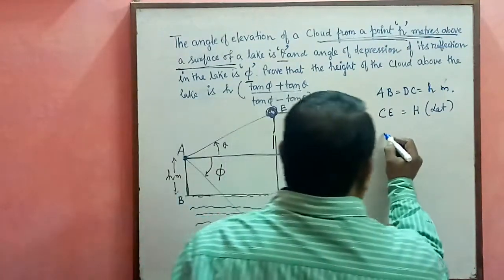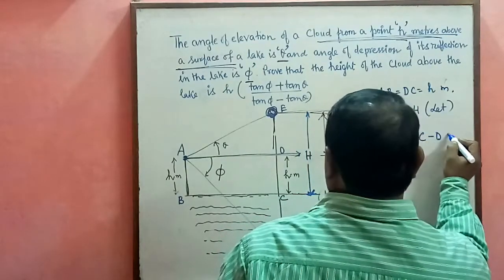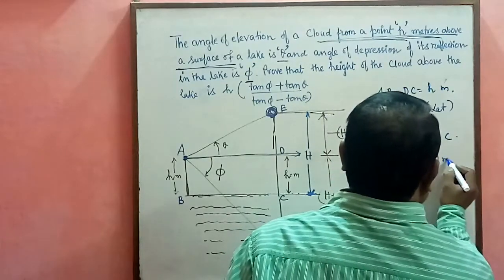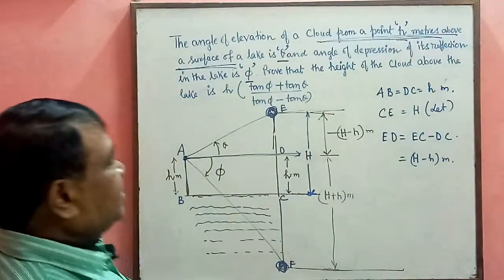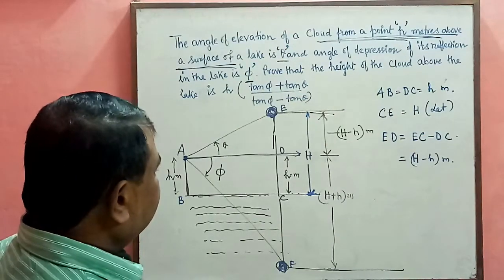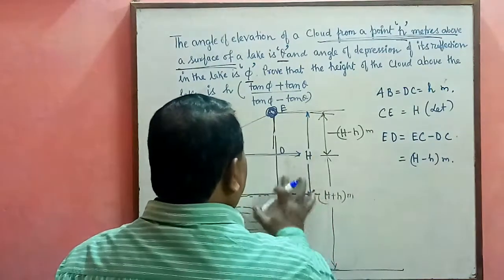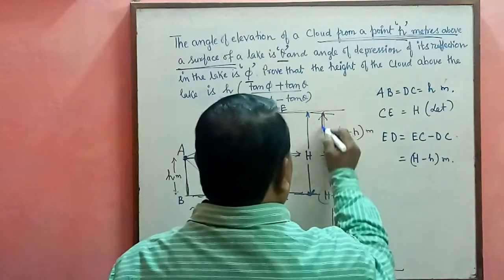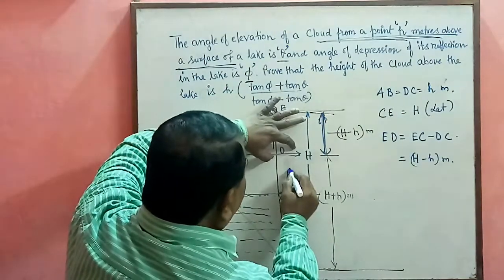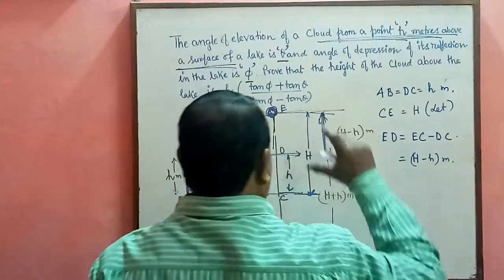Here, ED is equal to EC minus DC. So EC is your H, minus h meter. ED is your EC minus DC. This is H minus h meter. Because this much is H and this is h only. The height is the same here. So this is H minus h.